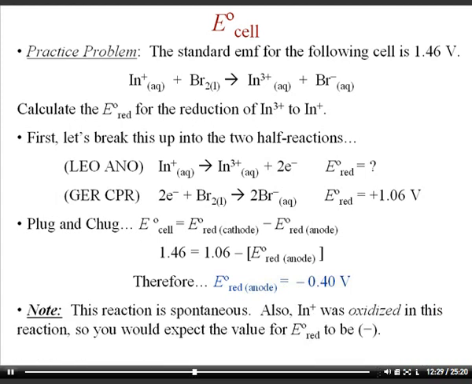Now the reaction is spontaneous because we got a positive voltage, we got a positive E0 of the cell. And also indium went from +1 to +3 in the reaction. It was actually oxidized, so you might expect the value of the reduction, or the reverse of that reaction, to be a negative value. It didn't have to be, but it happened to be in this case.